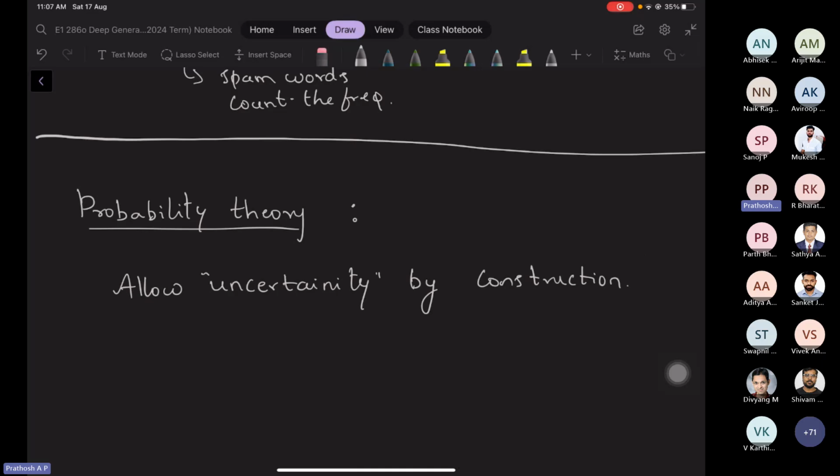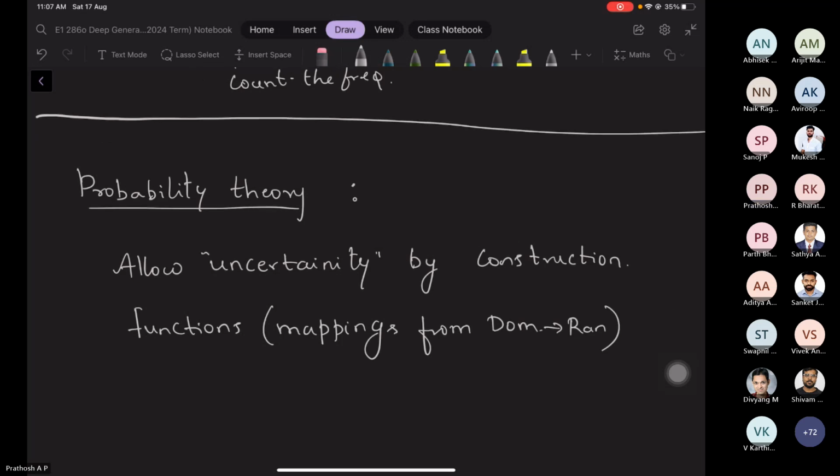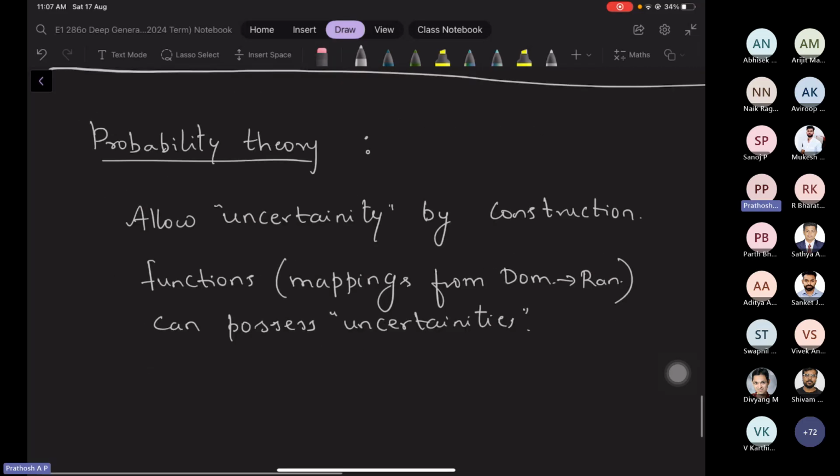So basically, this is the idea: observing that uncertainty is okay, right? The functions that we are interested in, which are mappings from the domain to the range, can possess uncertainties. See, now I think this nomenclature makes sense, right?